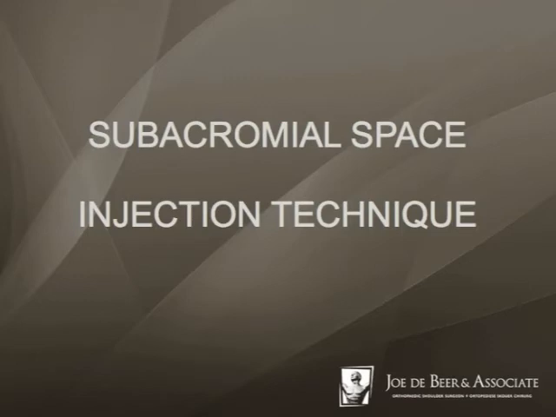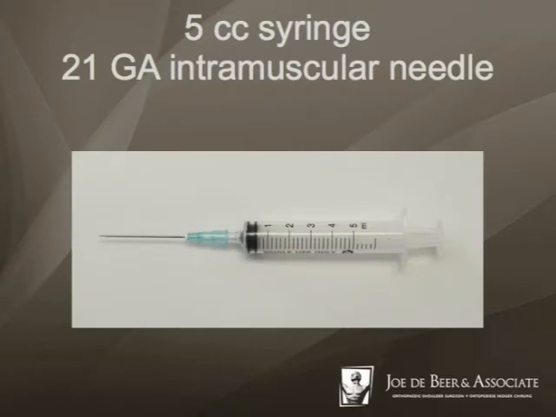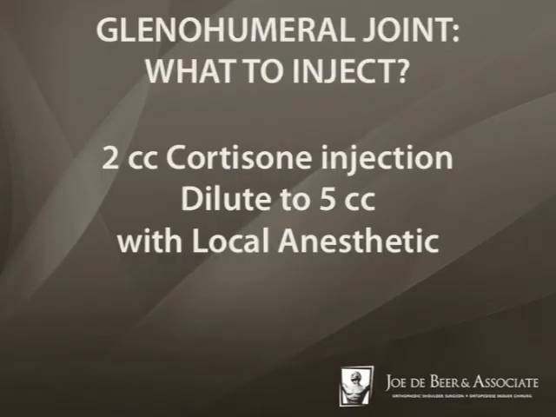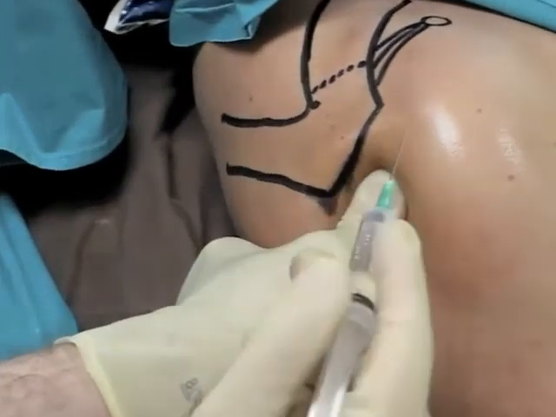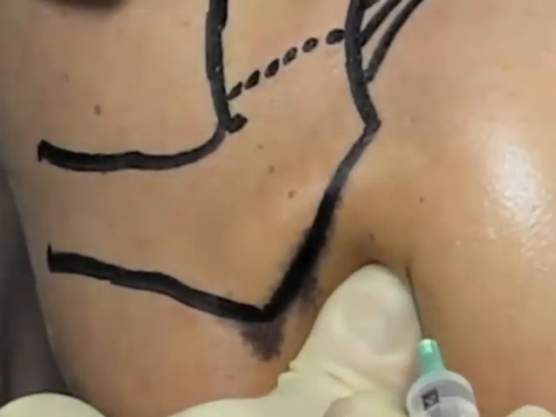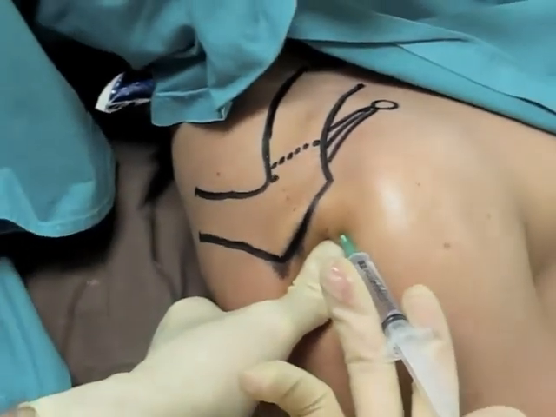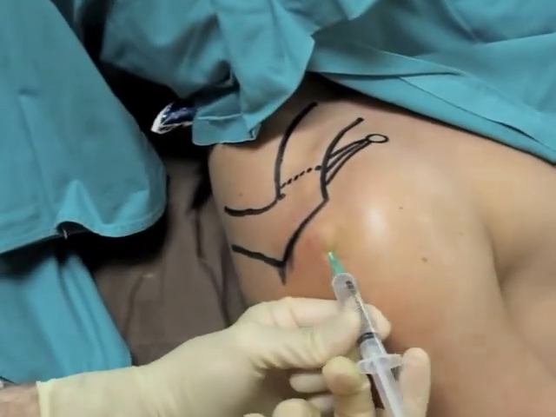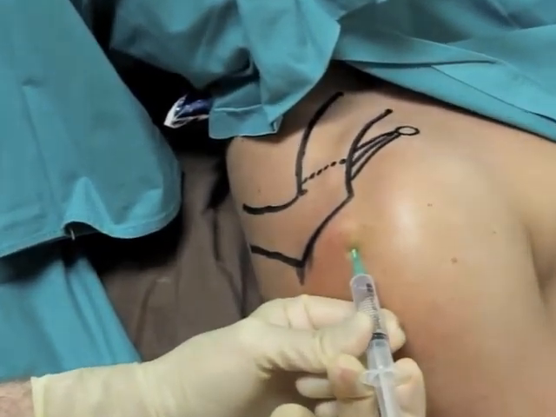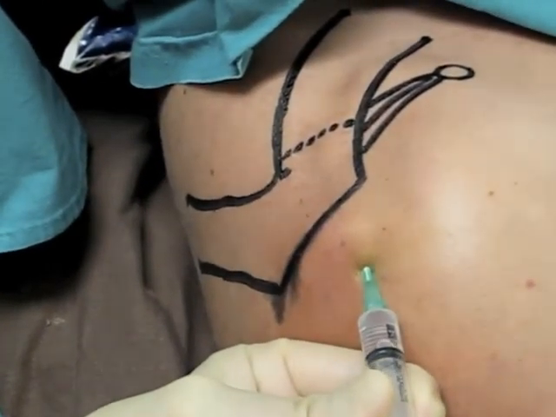To inject the subacromial space, the technique will be shown here. We use a 5 cc syringe, usually with a 21 gauge needle, and 2 cc's of cortisone diluted to about 5 cc's with local anesthetic. The entry point is the anterior third of the acromion, but try and go beneath and then upwards against the acromion to try and enter the subacromial space. Usually there would be a free flow of fluid without resistance.